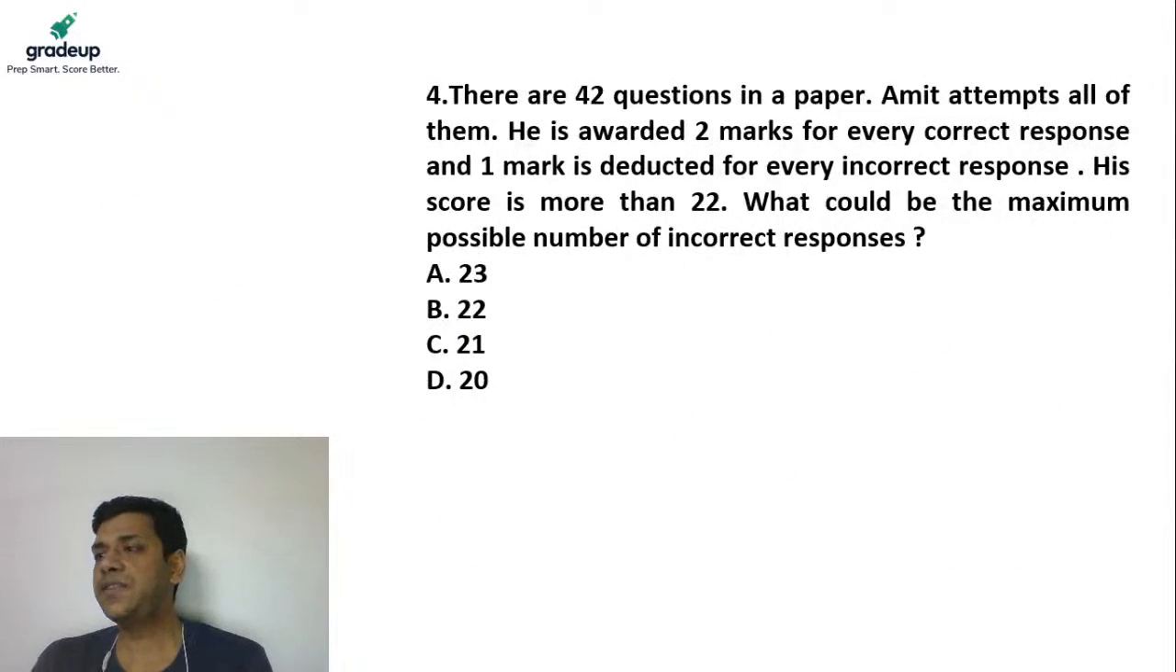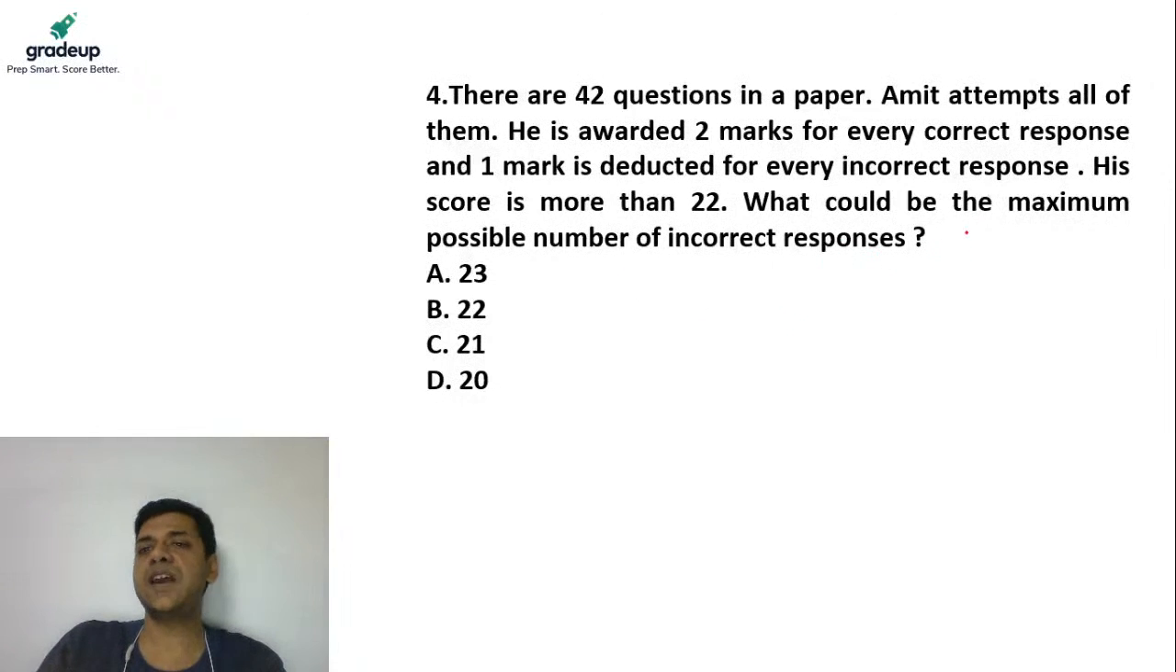Okay. Next one is, there are 42 questions in a paper. Amit attempted all of them. He is awarded 2 marks for each correct answer and 1 mark is deducted for every incorrect answer. He scores more than 22. What can be the maximum number of incorrect answers?